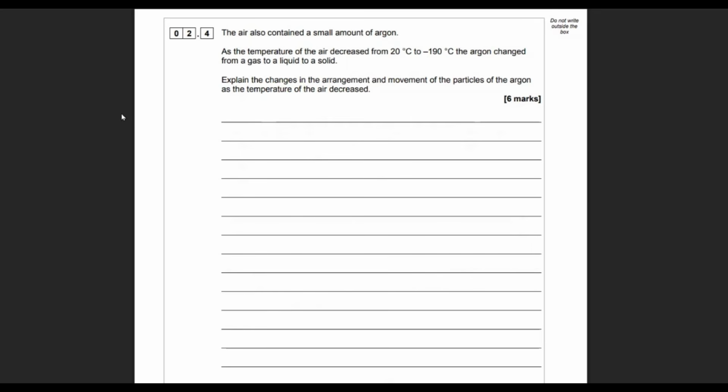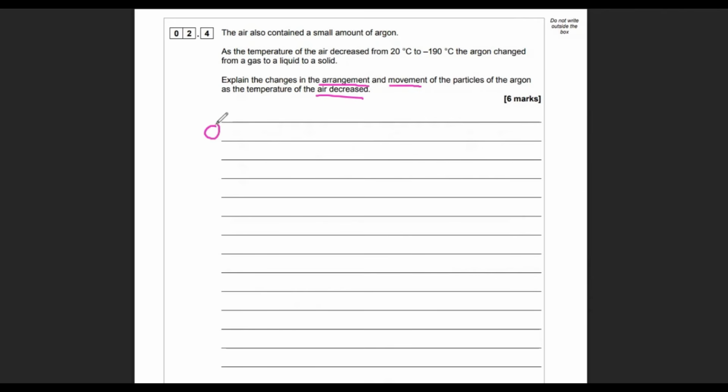6 marks. So this is a really nice 6 marker. Grab a pen, grab a scrap bit of paper. What I want you to do is pause the video and have a go, and then I'm going to go through the explanation. What I would say is the way to break this down: explain the changes in the arrangement. That means how are the particles arranged? What's the pattern of the particles in each? And you must talk about the movement of the particles as the temperature gets colder. So as it gets colder, are we going from solid to gas, or gas to solid? Well, as you get colder, you're going towards freezing and becoming a solid.